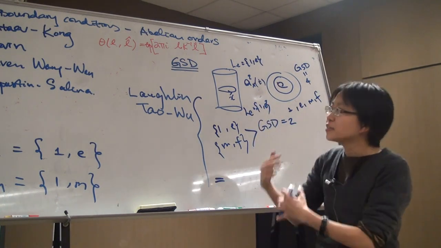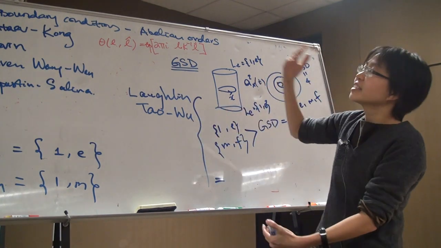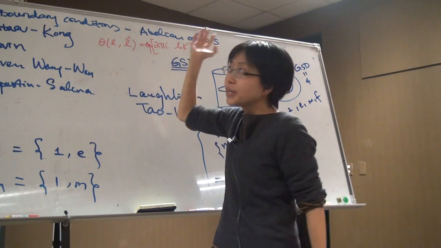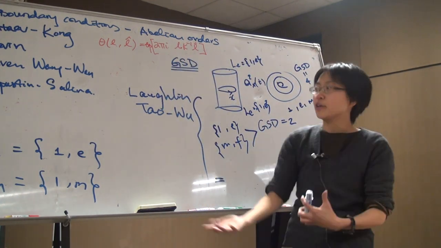So having collected all these components that have been understood in the abelian theory, now we will move on to the non-abelian story.